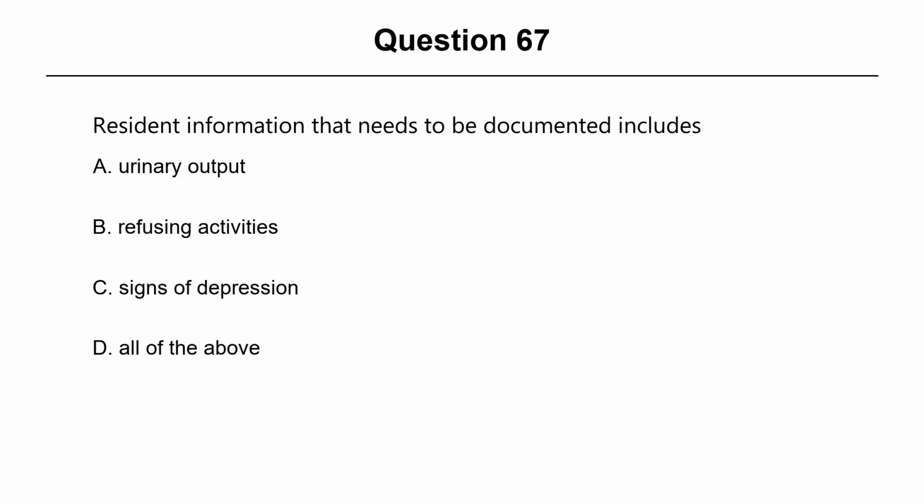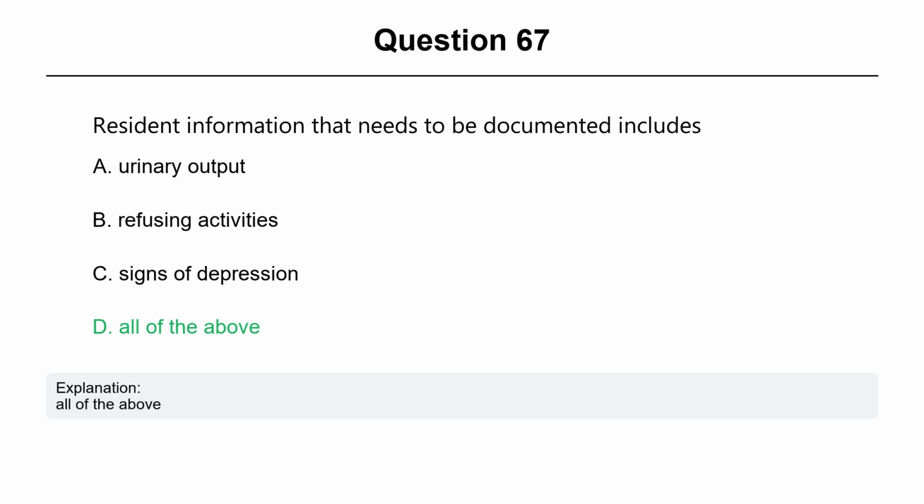Question 67. Resident information that needs to be documented includes: Option A, urinary output. Option B, refusing activities. Option C, signs of depression. Option D, all of the above. The correct answer is option D, all of the above. Question 68.